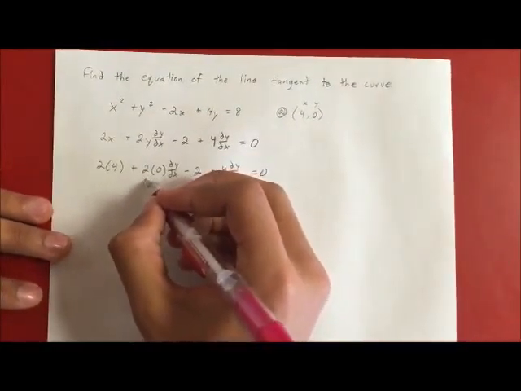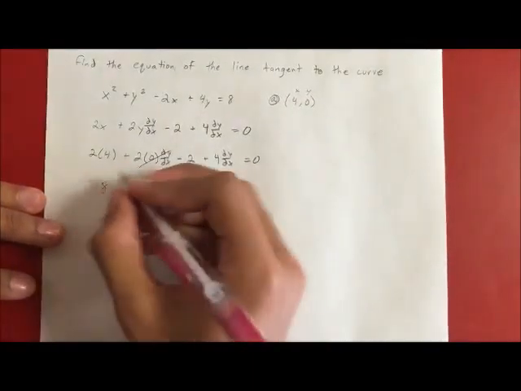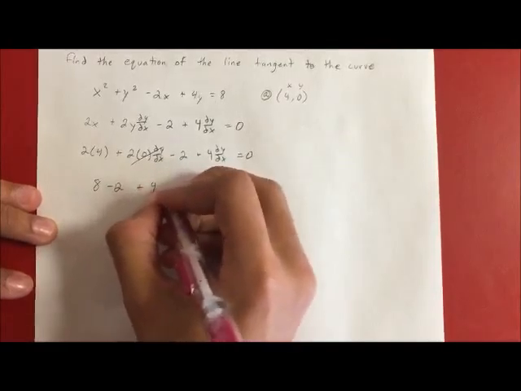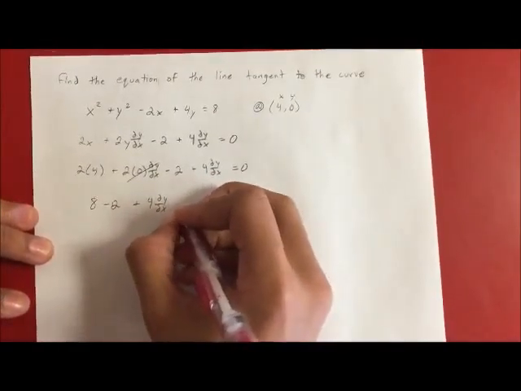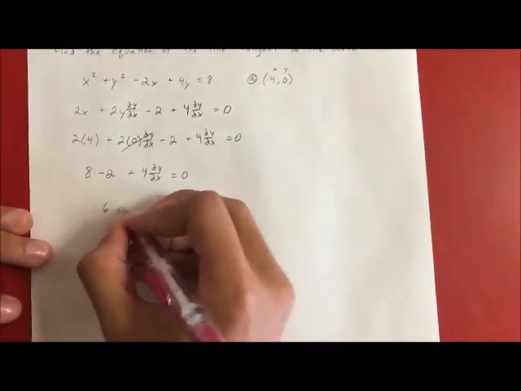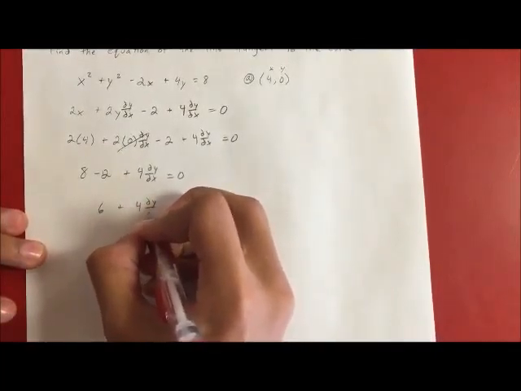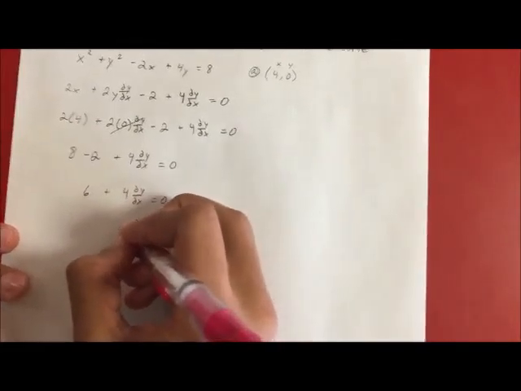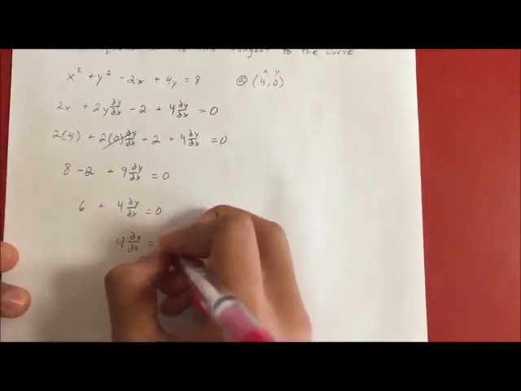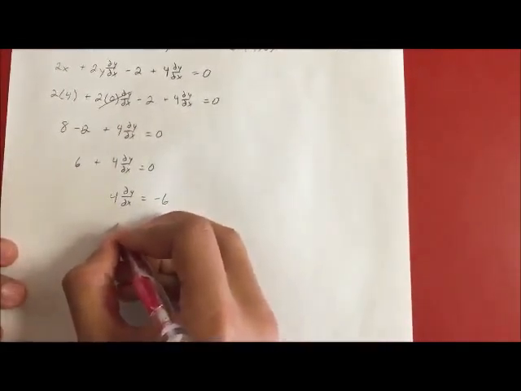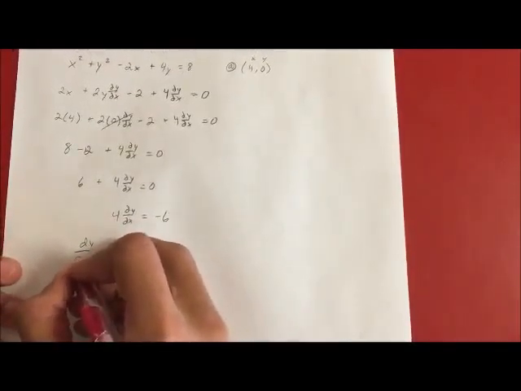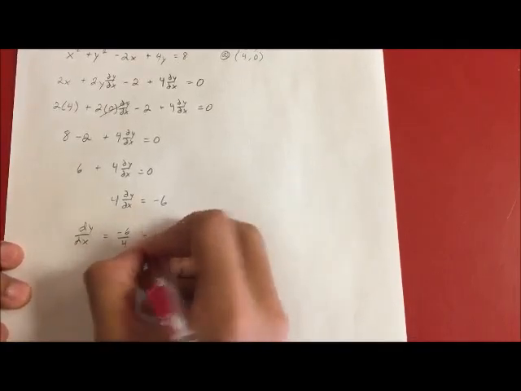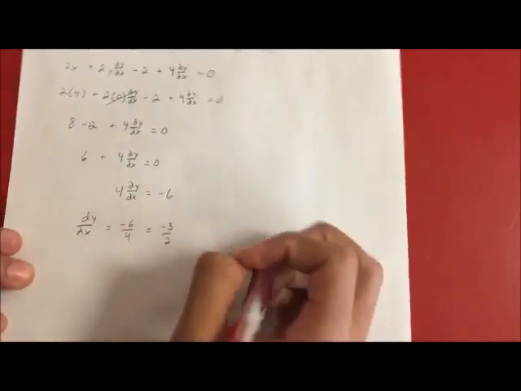And simplify, anything times 0 will cancel. So then 2 times 4 is 8, minus 2 plus 4 dy/dx equals 0. This becomes 6 plus 4 dy/dx equals 0. Subtract 6 on both sides will give us 4 dy/dx equals negative 6. Divide by 4. So our derivative would be negative 6 fourths, which can be reduced to negative 3 halves.